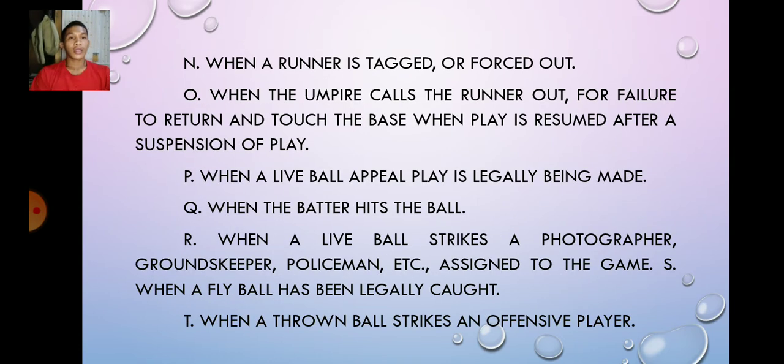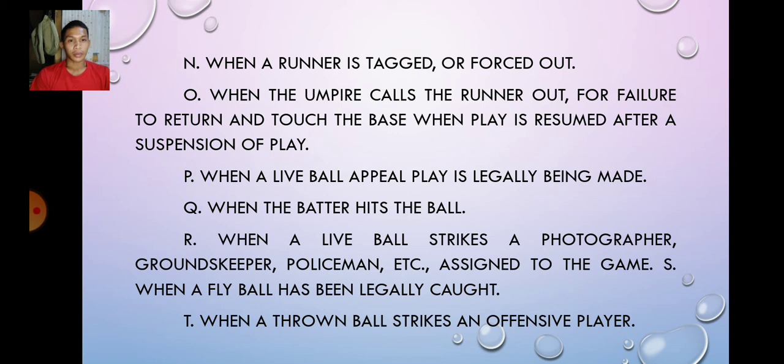A. When a runner stays or is out when the umpire calls the runner out for failure to return and touch the base when the play is resumed after a suspension of play. B. When a live ball appeal play is legally being made when the batter hits the ball. R. When a live ball strikes a photographer, groundskeeper, policeman, etc. assigned to the game.